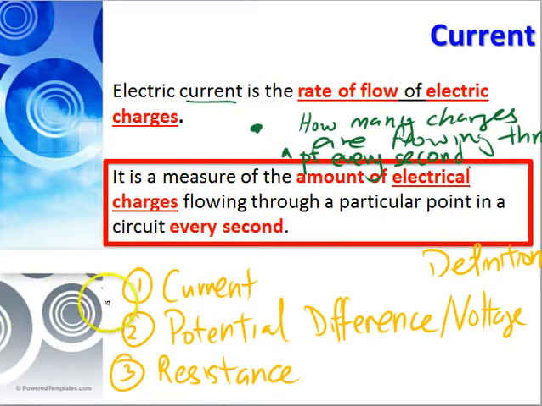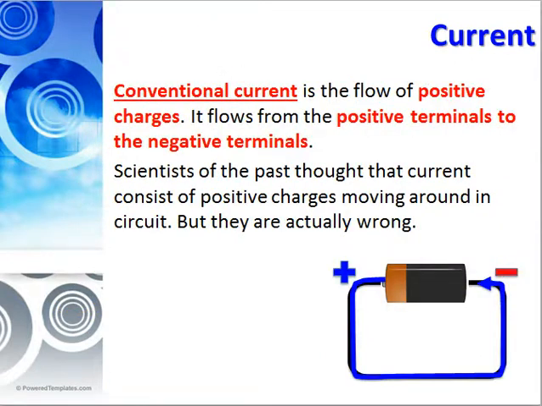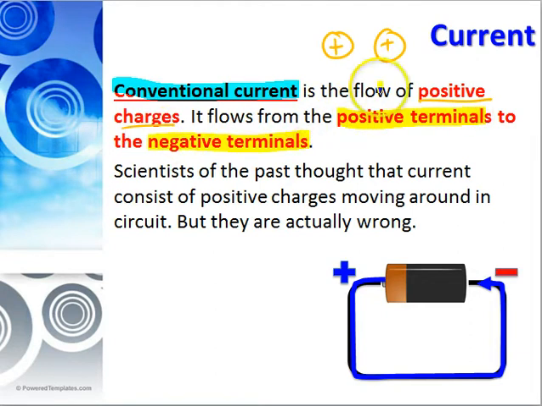Now, for current, there are two types that we'll be discussing. First is what we call the conventional current. Let's use blue. Conventional current is the flow of positive charges. So they are talking about the positive charges flowing and moving around. The positive charges flow from the positive terminal to the negative terminal. So in this case, you can see my current is flowing in this direction, out from the positive into the negative.